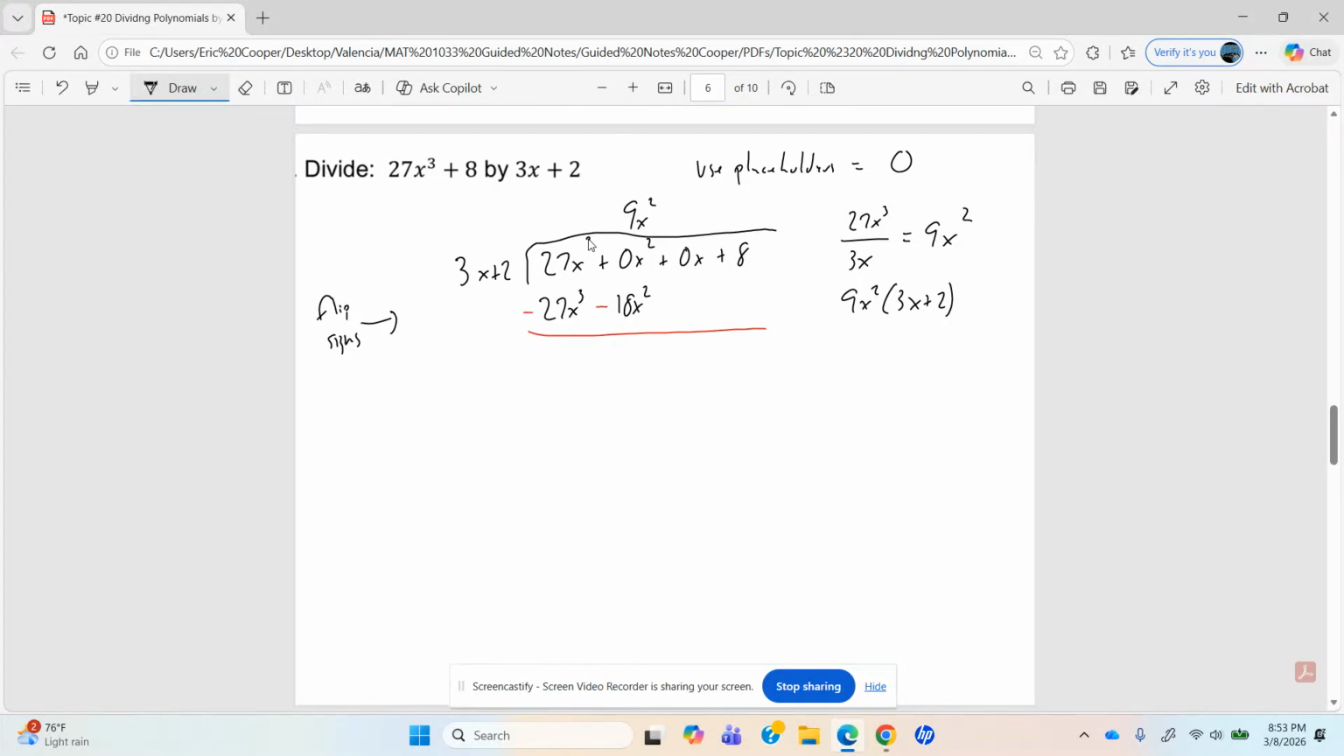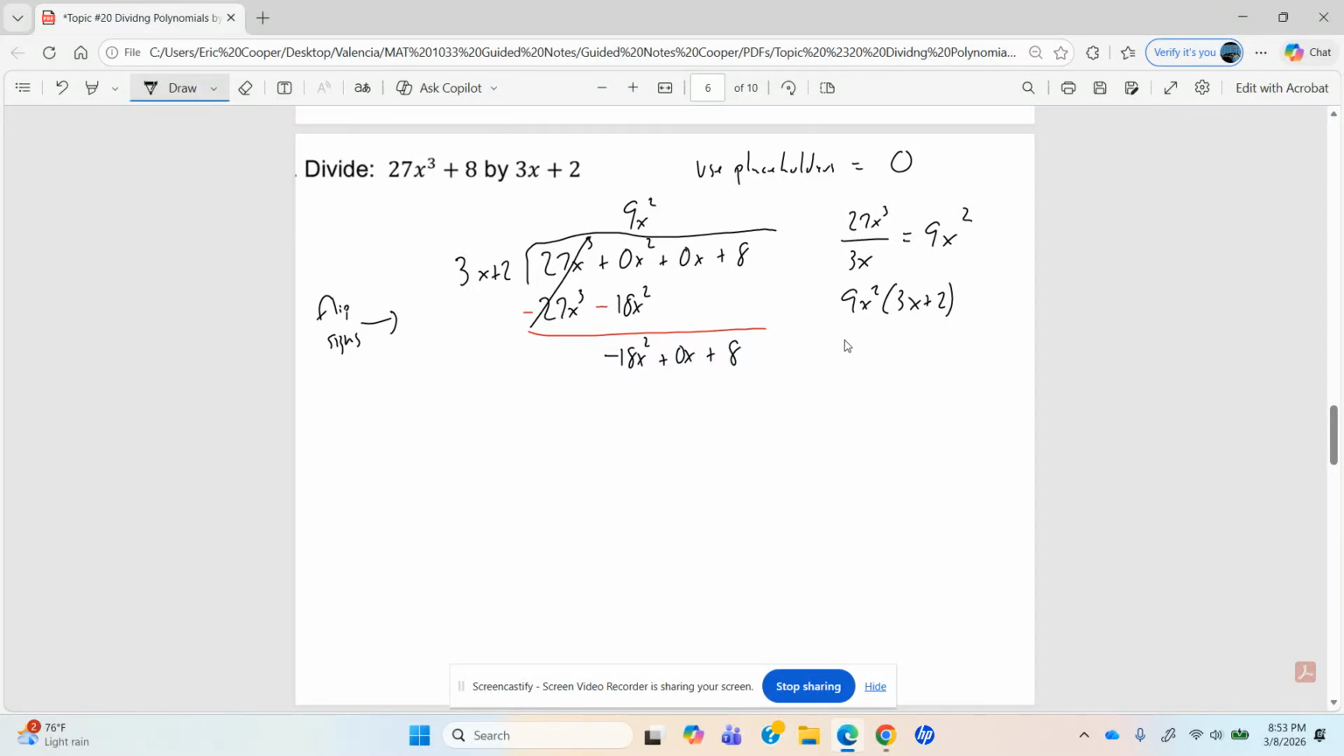If we did this right, the front term should always cancel, which they do here. 0 minus 18x squared gives me negative 18x squared, and I'm going to bring down the rest of these things with it, because this is the remainder of the polynomial that I have left. And now we're going to divide again.